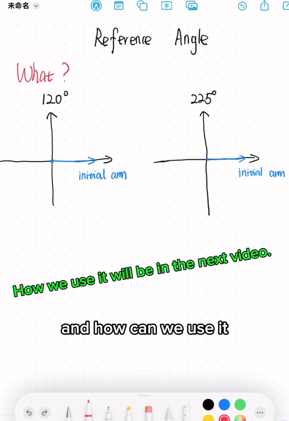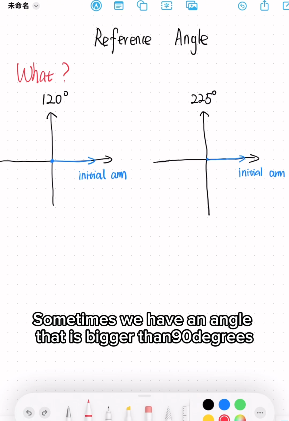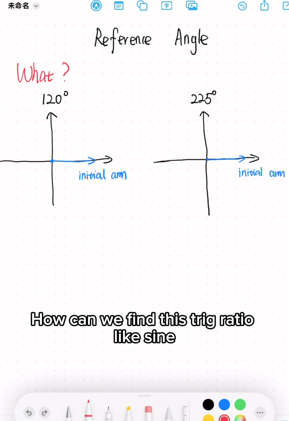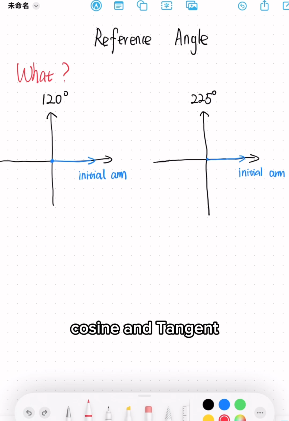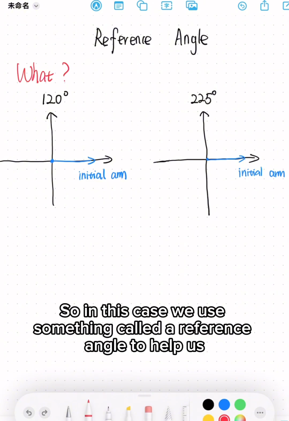In this video, I'm going to talk about what a reference angle is and how we can use it. Sometimes we have an angle that is bigger than 90 degrees, for example, 120 degrees or 225 degrees. How can we find its trig ratio, like sine, cosine, and tangent? Because we cannot draw a right triangle with that angle, right? So in this case, we use something called a reference angle to help us.